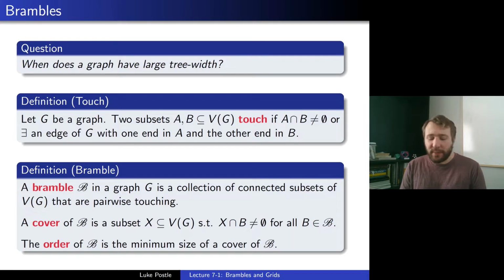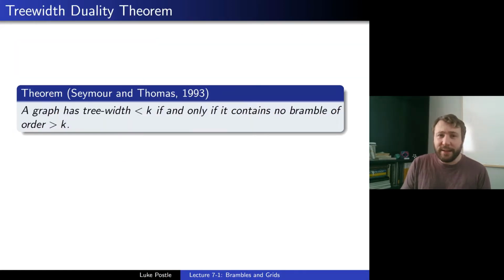So this should seem a little bit like tree decompositions and width, but in some weird dual form. And indeed, that's actually what Seymour and Thomas proved in '93: that a graph has tree width strictly less than k if and only if G contains no bramble of order greater than k. So having a large bramble would preclude you from having low tree width, and vice versa. And the numbers are a little weird here again because tree width subtracts one.